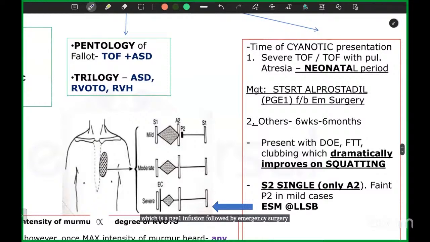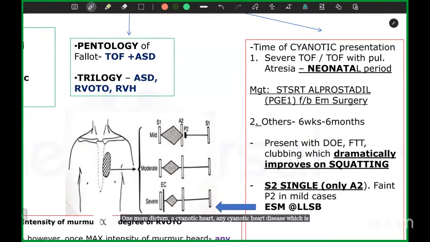And otherwise, it will usually present between 6 weeks to 6 months with dyspnea on exertion, failure to thrive, clubbing, cyanosis, all of this, which dramatically improves on squatting. This is another thing that I want you to know. There are 3-4 dictums that I've always talked to you throughout this session today. One more dictum: any cyanotic heart disease which is improving on squatting is TOF, TOF, TOF.